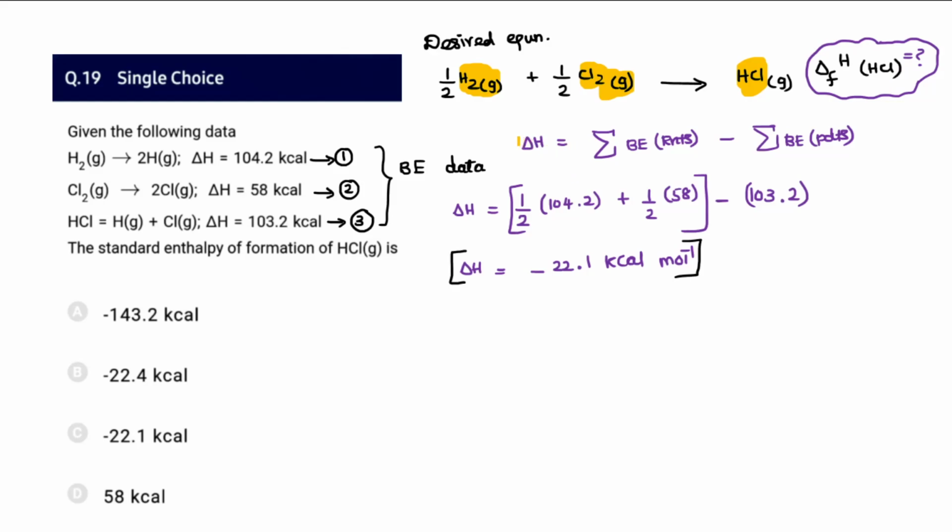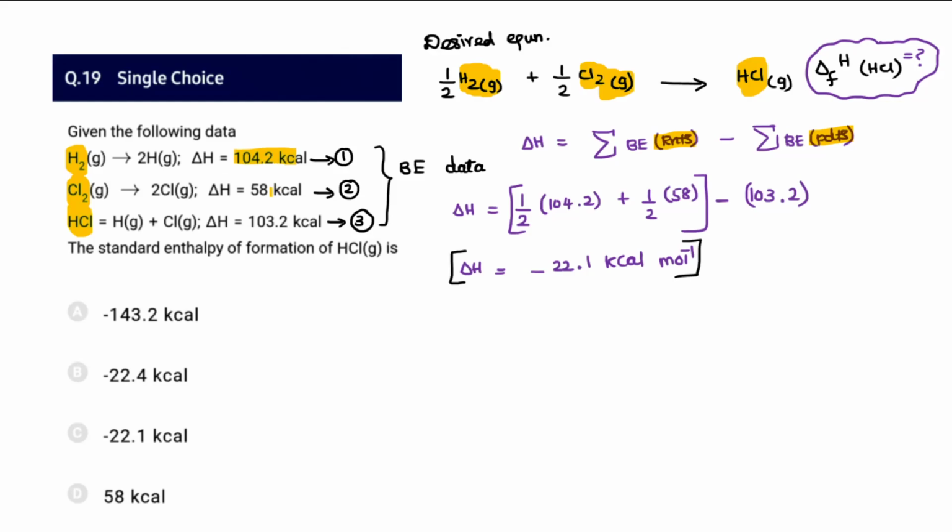Then the formation enthalpy in terms of bond energy can be calculated as reactants minus products. So this is the bond energy of hydrogen, the bond dissociation energy of chlorine, and the bond dissociation energy of HCl is given. So use the simple formula. The reactant bond dissociation energy is for H2 and then Cl2.